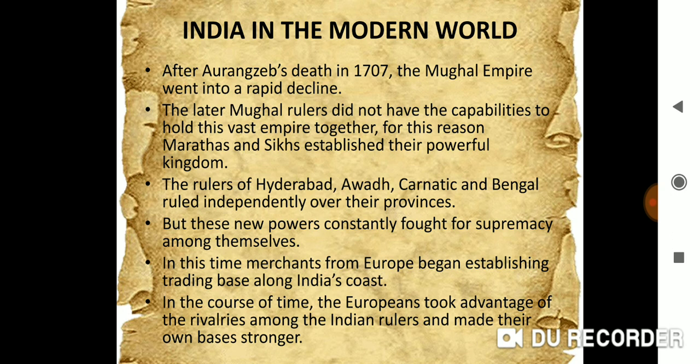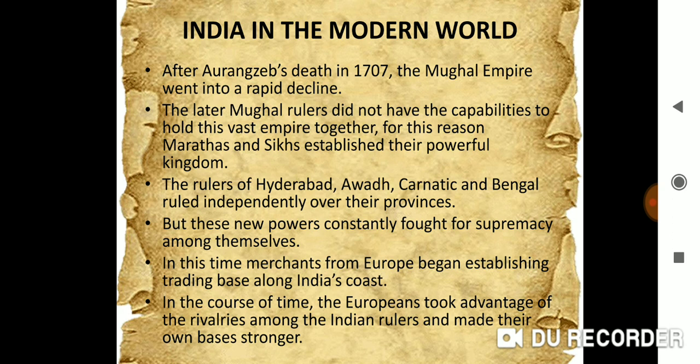For this reason, the Marathas and Sikhs established their powerful kingdoms. That point you also know. So the later Mughal rulers were not capable. They were busy with entertainment. So for this reason the decline started, and at that time the Marathas and Sikhs also established their powerful kingdoms.